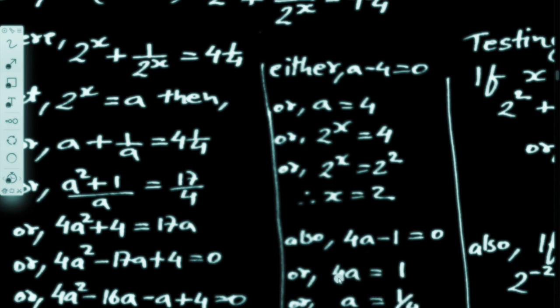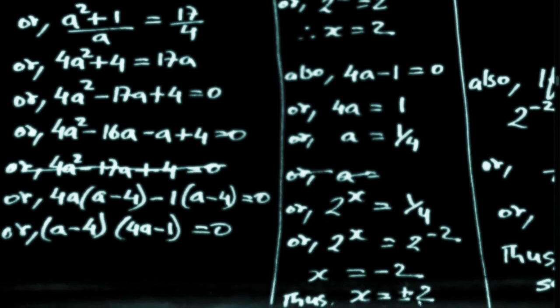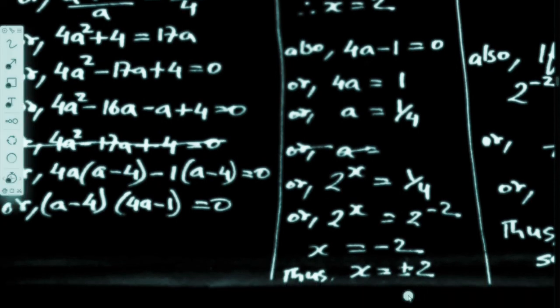Here this is in multiply form, so this side should be changed and placed in division form. So it came here as 1 by 4. Here 4a equals 1, or a equals 1 by 4.